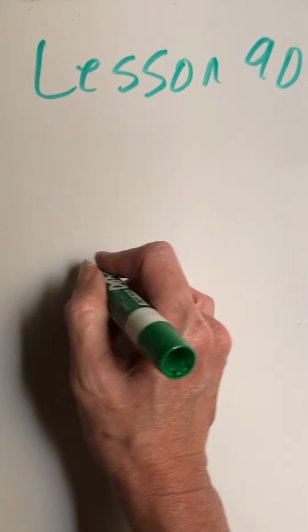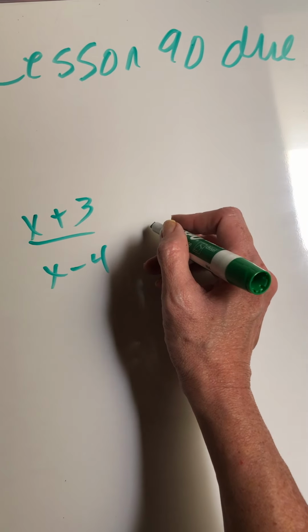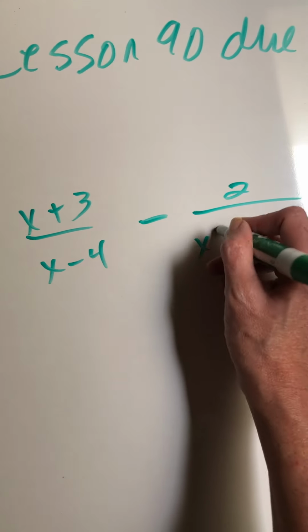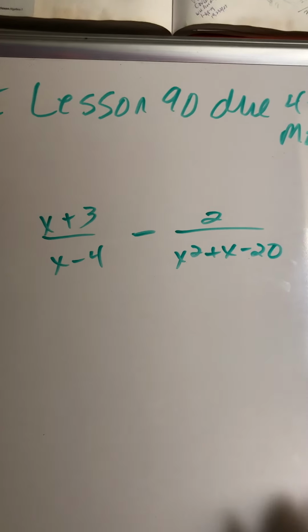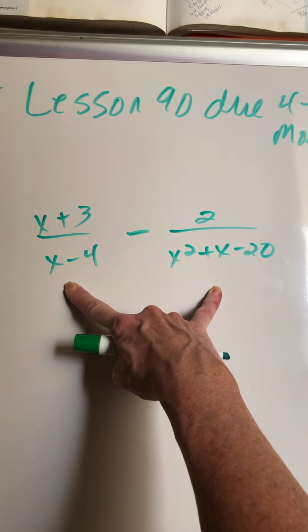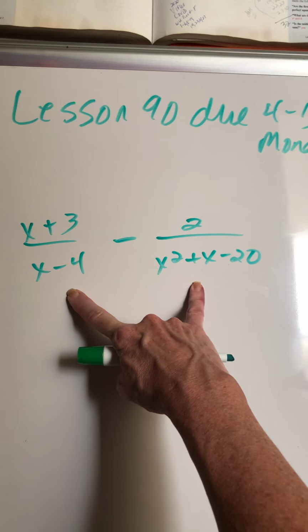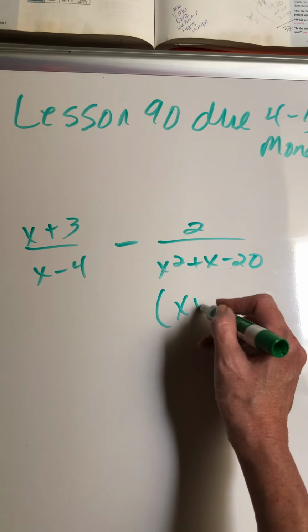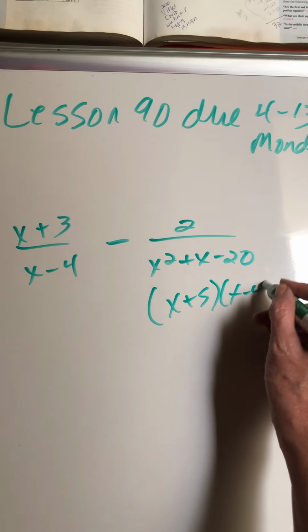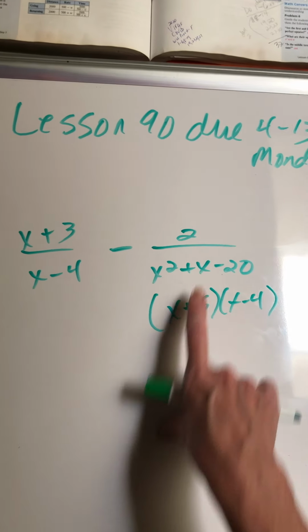Let's see some more where the denominators are not alike. So x plus 3 over x minus 4 minus 2 over x squared plus x minus 20. On this one, you can't reduce on any of this. You've got to look at both of your denominators and try to factor. This one doesn't factor, this one does. This one factors into x plus 5, x minus 4, because positive 5 times negative 4 is negative 20, and positive 5 minus 4 is positive 1.